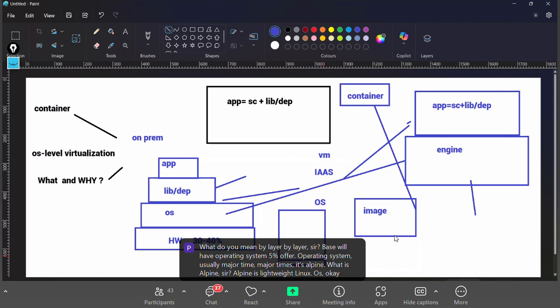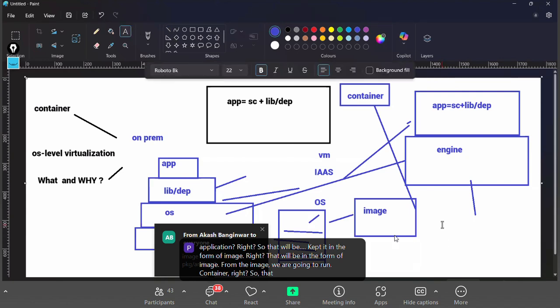Okay, 5% will be that, then library dependencies, packages, source code. All this together will make what? An application. All this together will make one application. That will be kept in the form of an image, right? From the image, we are going to run a container, right?